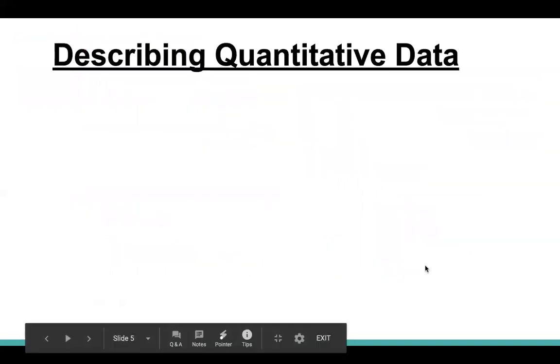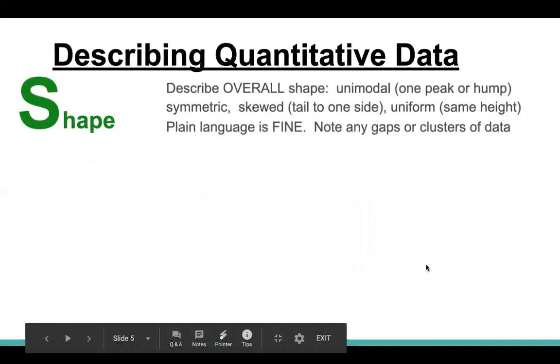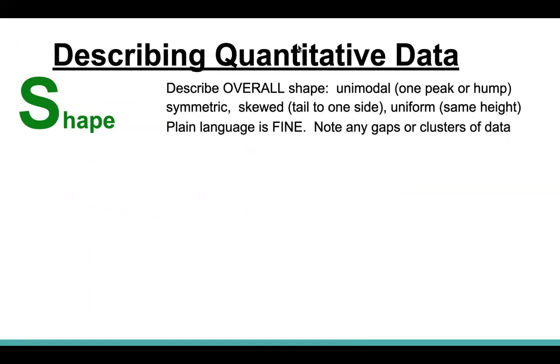When I'm describing quantitative data, we talk about shape. Some words we use for shape: unimodal, one peak. We're also going to look at an example of bimodal, 2 peaks. Could be symmetric, sort of same shape on both sides. Skewed means there's a tail, and the skew follows the tail. Be careful, it's a common mistake that the skew is not the peak, the skew is the tail. Uniform is the same height all the way along. Using plain language is just fine.